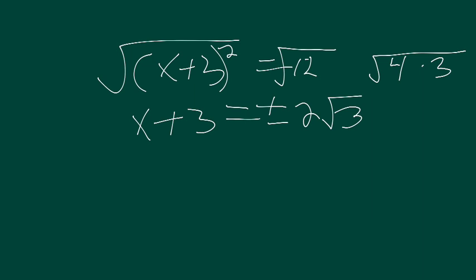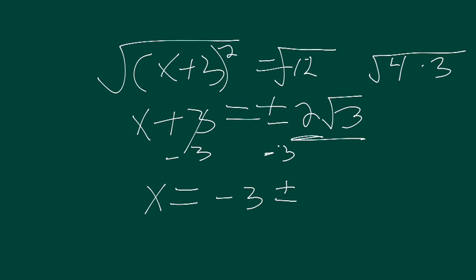So now because that's an irrational number on the right-hand side of the equal sign, to finish this, we would just subtract 3 from both sides. And now we can't combine those because they're not like terms. So our final answers would be negative 3 plus or minus 2 times the square root of 3. So that again gives us 2 answers: negative 3 plus 2 root 3, and then negative 3 minus 2 root 3.